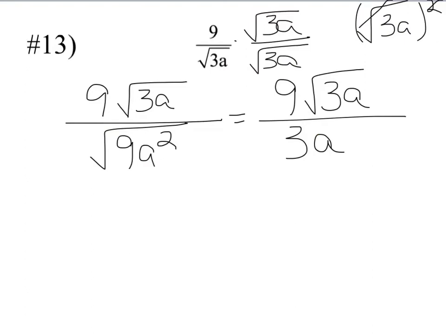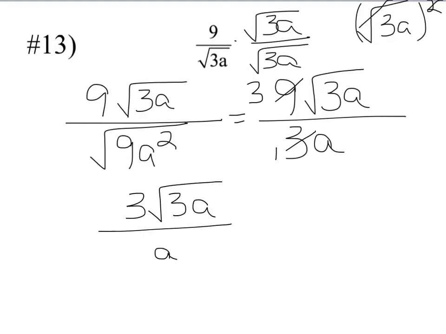But be careful. This 9 and this 3 can be reduced. 9 divided by 3 is 3 over 1. So your answer becomes 3 square roots of 3a over a. And that's your final answer.